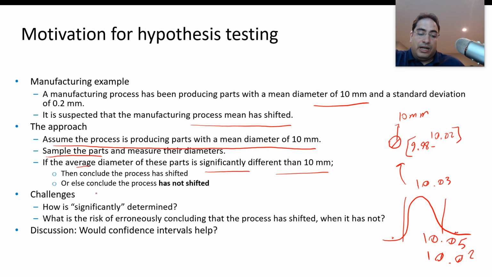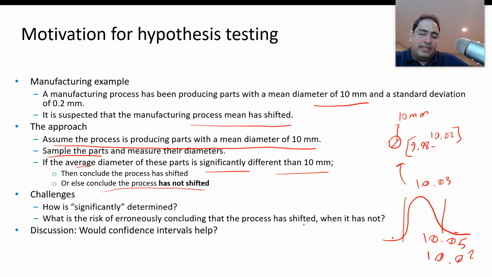If we cannot prove that they are different, then we conclude that the process has not shifted. So we assume that they are the same. We try to prove that they are not. If we fail, they're actually the same. If we do not fail and we prove that they are different, then the process has shifted. So sometimes the significance determination is difficult to determine.